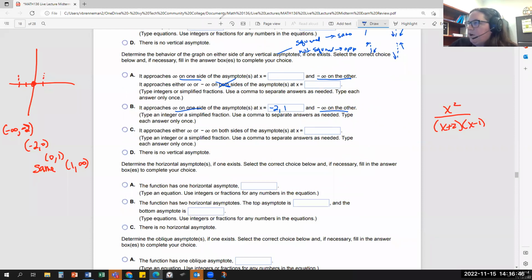And so that tells me, going back to the above and below, that at the -2 and at the 1, it is going to change. It's going to be above on one side and below on the other. So if the top was just x, then it would cross at 0, but since it's x squared, it's just going to touch and not cross at 0. Does that answer your question on that?